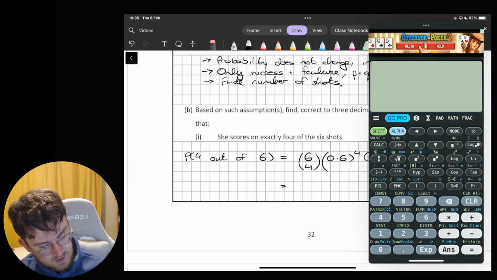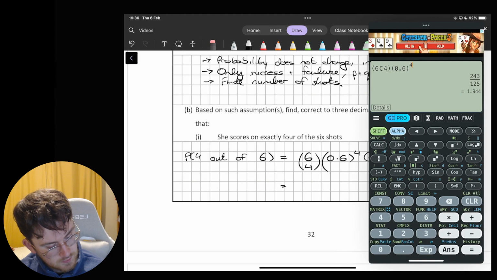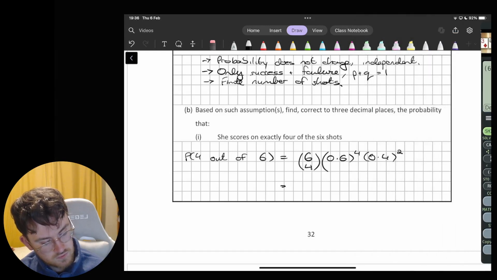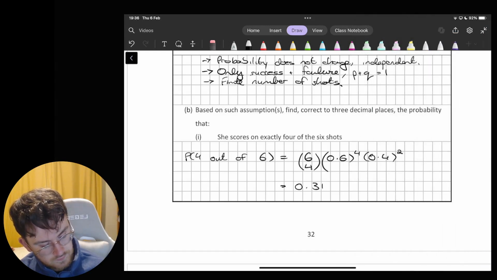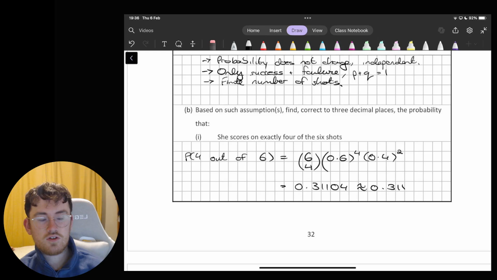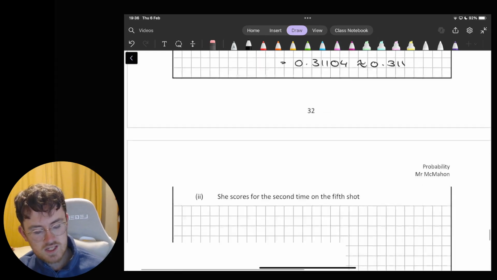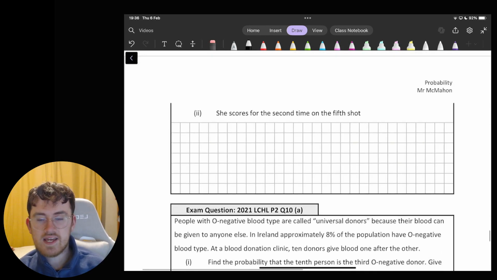So let's calculate that value there. 6 choose 4, 0.6 to the power of 4, 0.4 to the power of 2. Oh, sorry, kept typing there. 0.4 squared, and that's 0.31104. We're told to 3 decimal places, so 0.311. So about a 30% chance that she scores 4 out of the 6 shots, which seems reasonable based on her rate of success there.